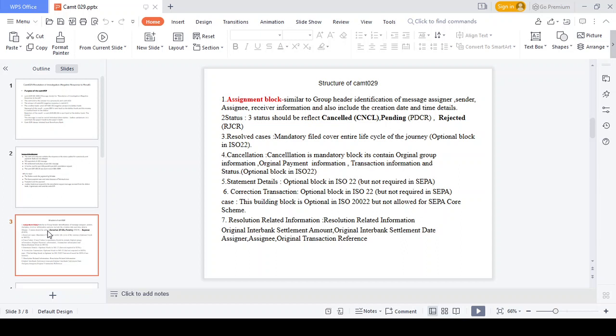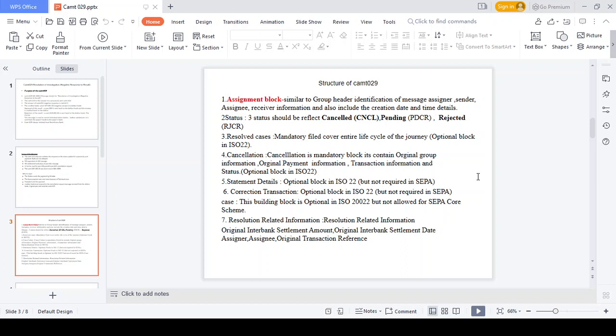Structure of the camt.029. The assignment block is a mandatory block, so I have highlighted it in red. In this assignment block you can see the group header information: assigner, sender, assignee, receiver information, and the creation date and time of the message.